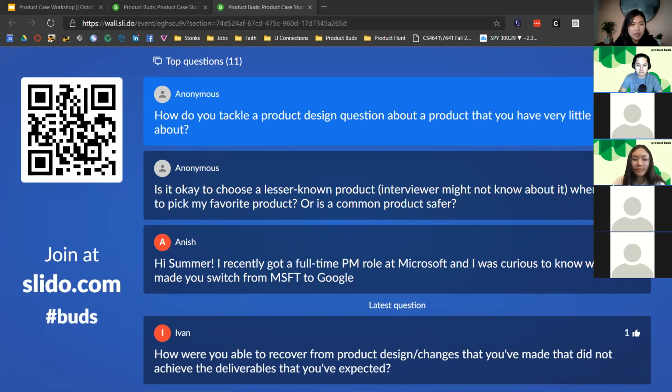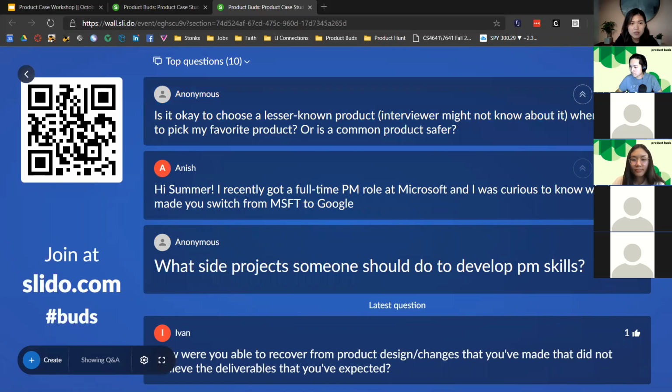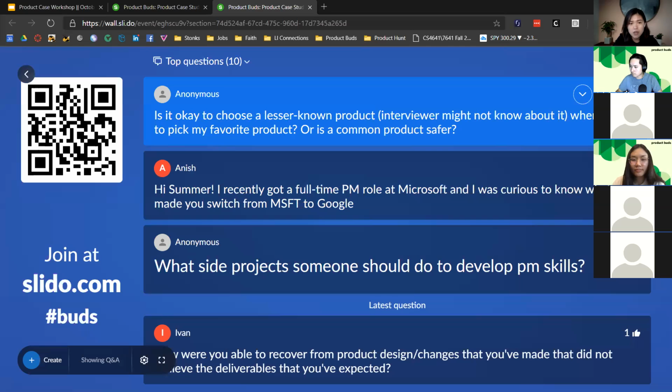Okay, is it okay to choose a lesser known product the interviewer might not know about when asked to pick my favorite product, or is a common product safer? It is totally fine to pick a lesser known product as long as you give a 1 or 2 line intro to what the product is, what it does, and what the user need is. So in this case, that first answer to tell me what your favorite product is is really important, right?